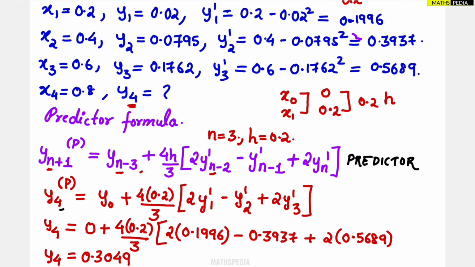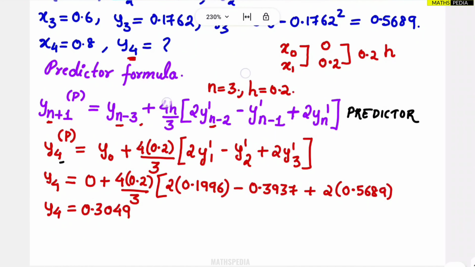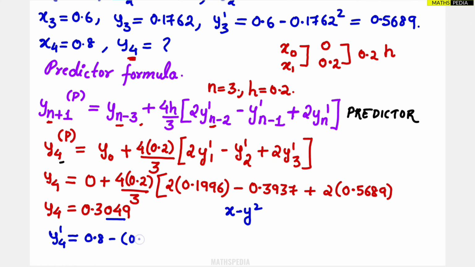Now we'll find out y dash of 4 also, corresponding y dash of 4. So how to find? Simply y dash of 4 we have to find x minus y square. So here it will be x4 value is 0.8 minus y value is 0.3049 square, which is equal to 0.707. Okay, so we got the value of corresponding y dash of 4 also.